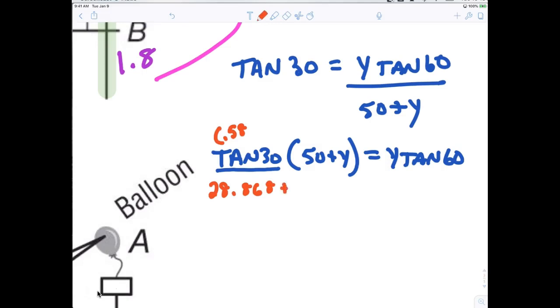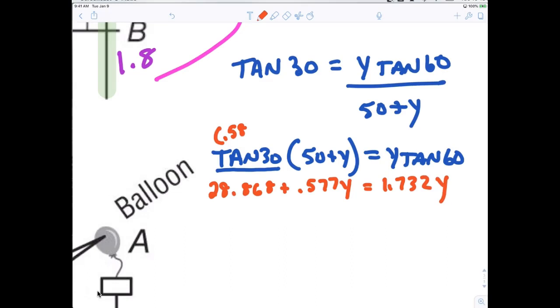0.868 plus, to 3 decimal places, point what? 0.577y. I looked at my calculator. Right? I'm distributing 0.577y equals. Now, what's the tangent of 60 to 3 decimal places? 1.732y. Did we agree with that?